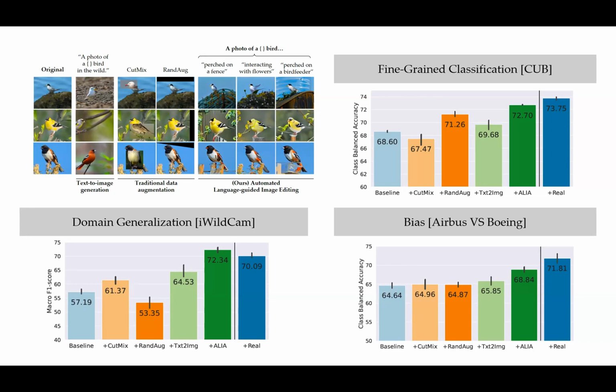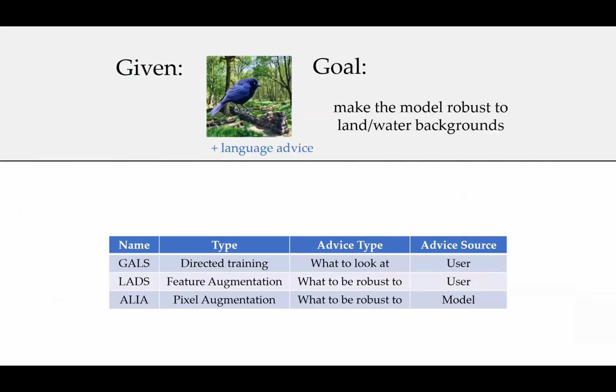But really interestingly, from the iWildCam data, the ALIA method is actually more effective than adding an equal amount of real data to the training set. So that's very cool. So these are the ideas from this language: use language to advise your models. Tell the model what to look at, what to be robust to, and you can either use feature augmentation or pixel augmentation to get there.